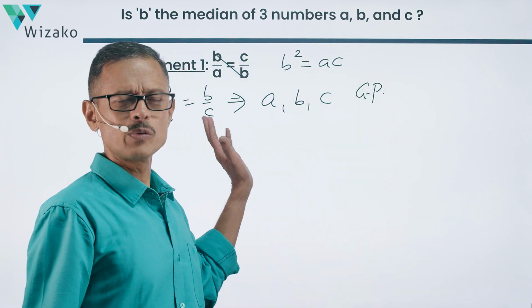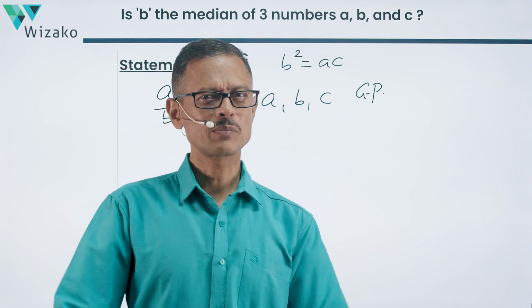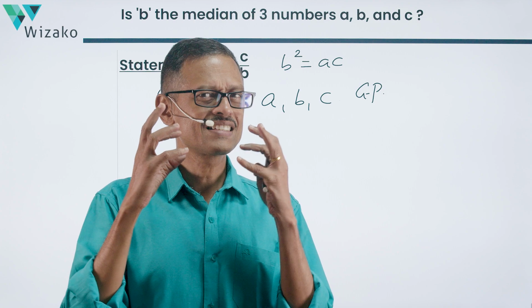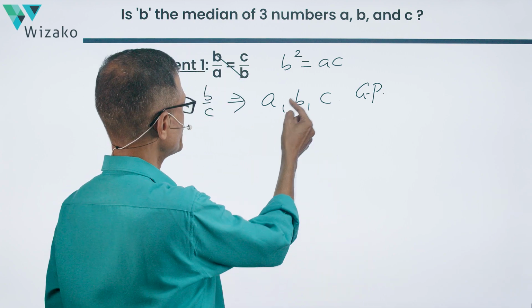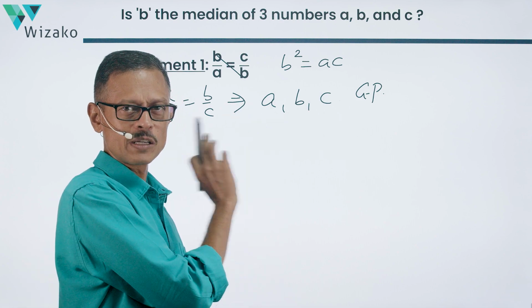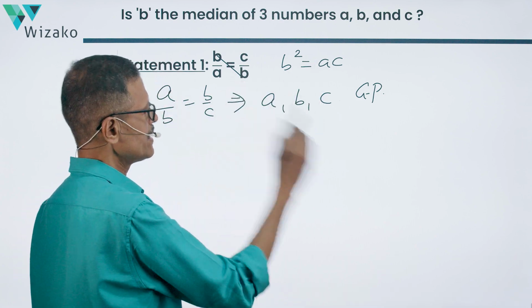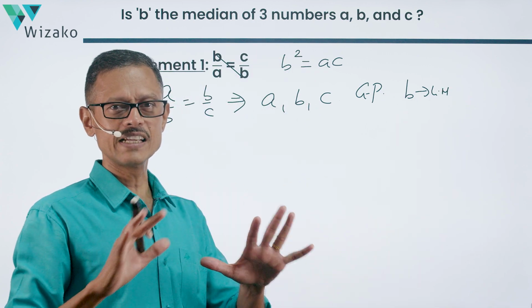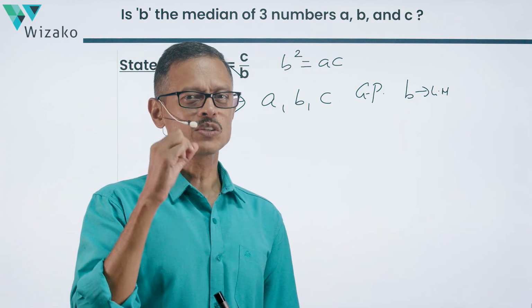Right? It could be an ascending geometric progression, or a descending geometric progression which oscillates. All of those possibilities are there. Let's see with this whether we are able to deduce whether B is the median. ABC is in a geometric progression because B square equals AC, with B being the geometric mean. That much is very evident. Now let's see what to make sense out of this.